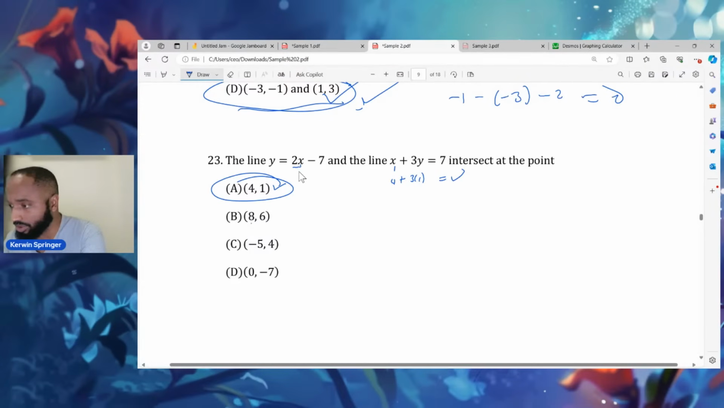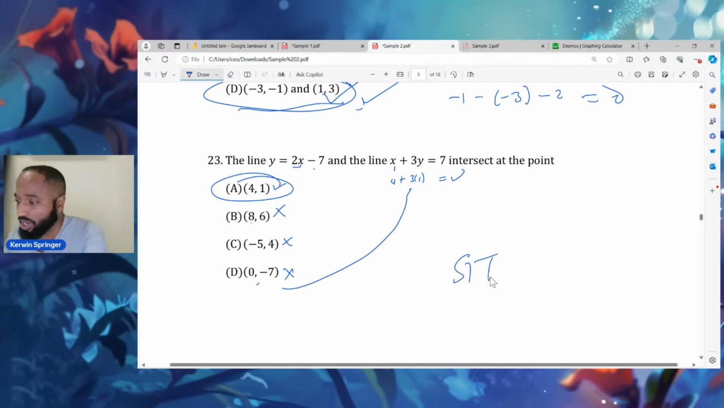8 to 6. 8 to 16. This one doesn't work. Negative 10. This doesn't work. 0. This one works here, but does it work here? 0 plus, nah, it doesn't work there. This one works in the first one, but not the second one. So the answer is A.